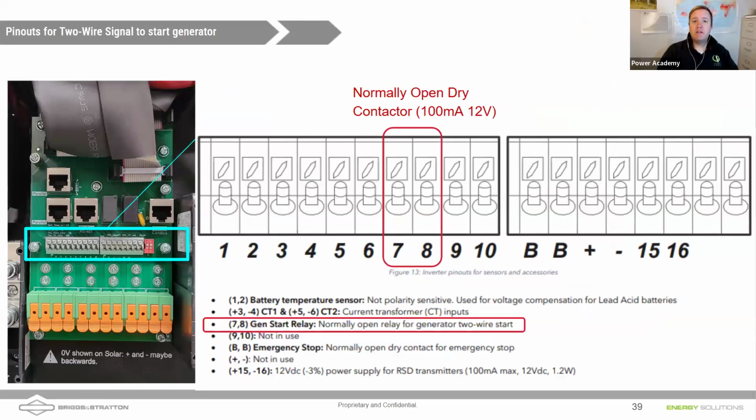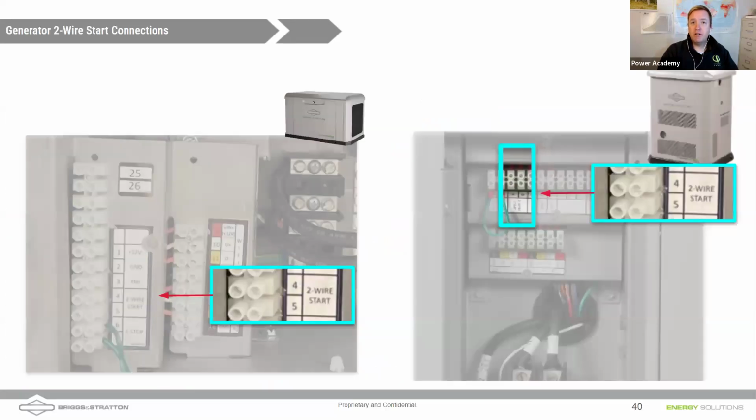We're looking at the pinouts for accessories inside of a Solarc, and we're calling out pins 7 and 8, which will be used for the 2-wire signal to start. Thankfully, our generators from Briggs & Stratton can be started using 2-wire signal to start, normally open. So when the call for the generator comes, it's going to close that dry contact and start up the generators, either our vertical or our horizontal ones, and that's pin out 4 and 5 on our generators.